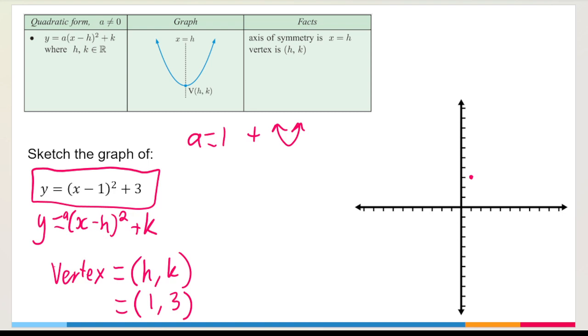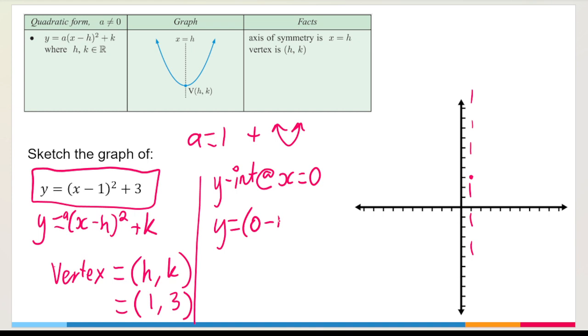Now, the axis of symmetry is just going to be the same as whatever our x-coordinate was. So if we just draw in a nice little line there, we could find the y-intercept as well. Again, that always happens when x equals 0. So y equals 0 take 1 squared plus 3. So we get negative 1 squared, which is 1, plus 3. So we have a y-intercept of 4. So if we go up by 4, that is our intercept.